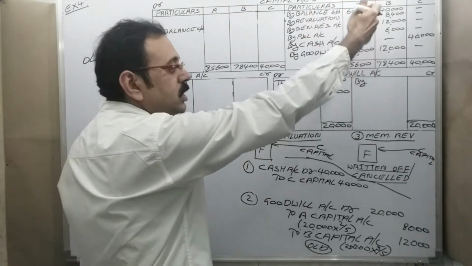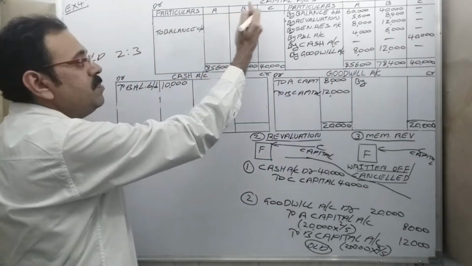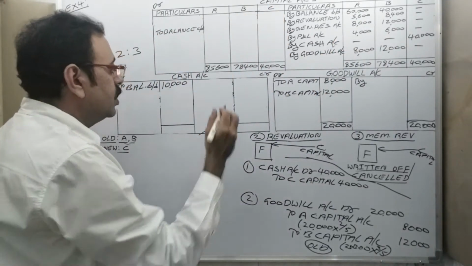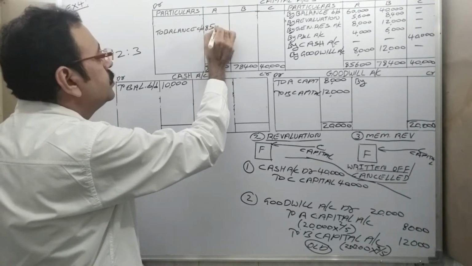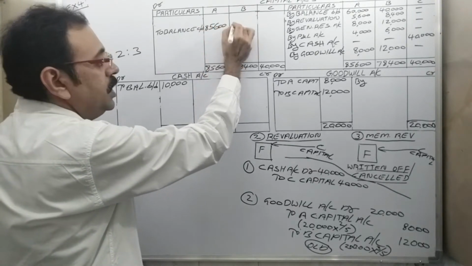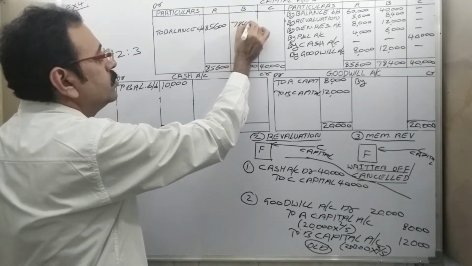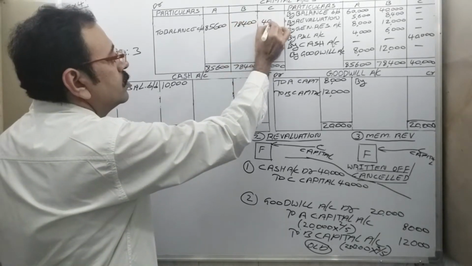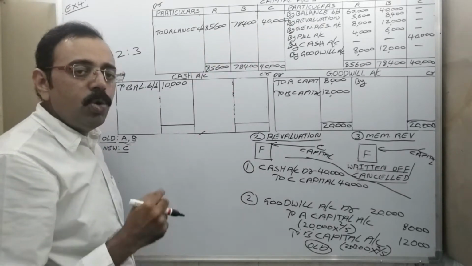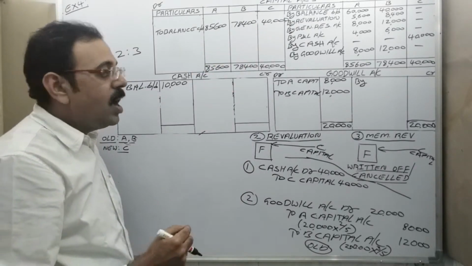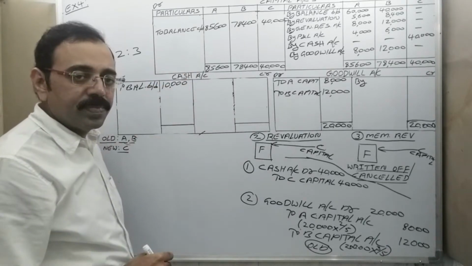Credit side totals become balance carried down here. Then debit side balance carried down amounts are credit side totals. Now, these 3 amounts appear in new balance sheet liability side under capital head.